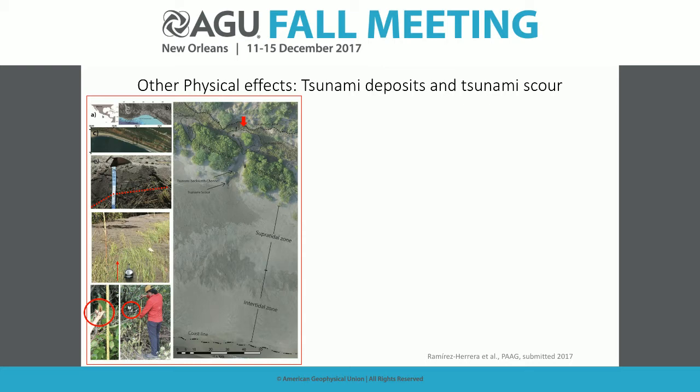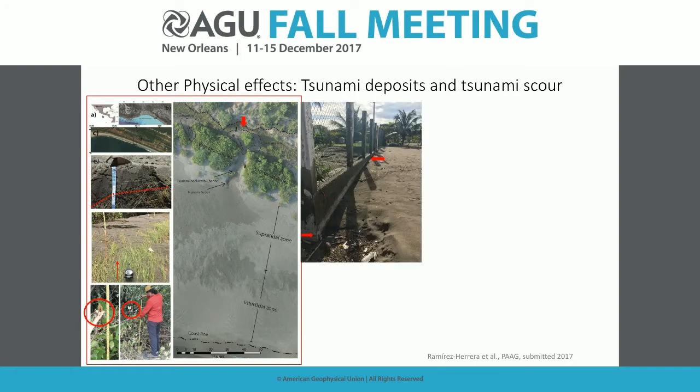There are other interesting features that we associated with the tsunami: we found a kind of fan behind this area. And on fences like this, we could see the height of the water that stagnated, and you can also notice the difference in the level of the sand over here and over here. This was the sand transported by the tsunami.